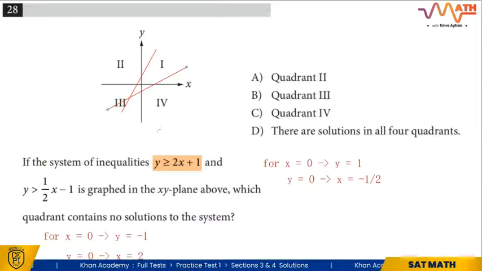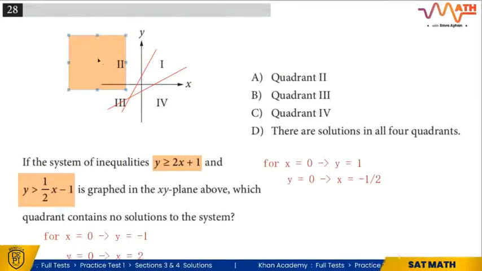So what is the solution? The common area, right? The common area of both inequalities here. So the common area will be like this area here. After the intersection part, all this area is the solution. When you look at the solution, there is common area in the first, second, and third quadrants, but in the fourth quadrant, there is none. So the answer is C.